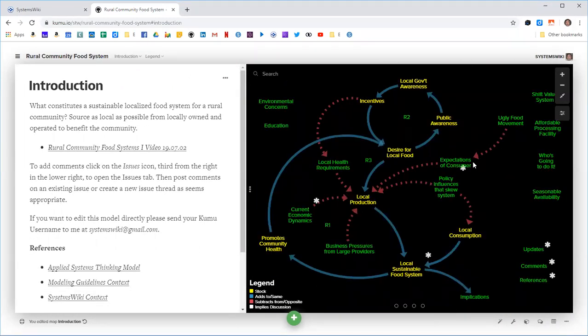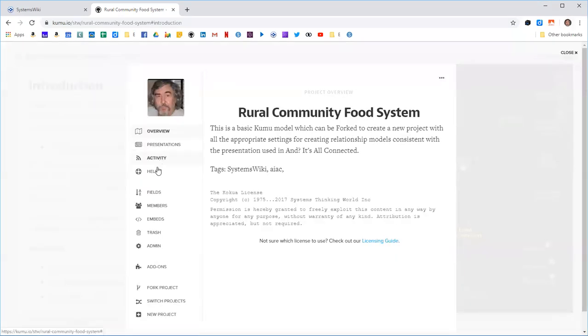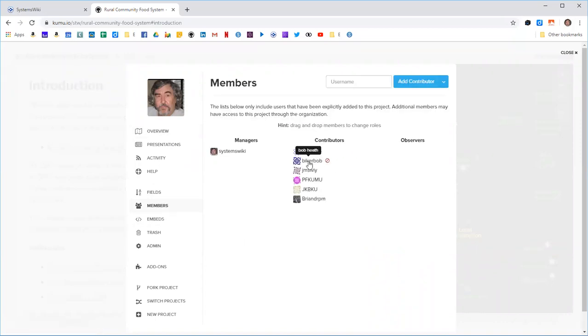For those of you who are registered to interact with this project, Brian, John, Franco, Bachara's not in here. If you want access to this project, send me an email with your Kumu username in it and I will give you access.